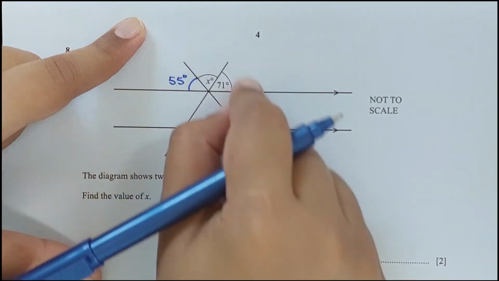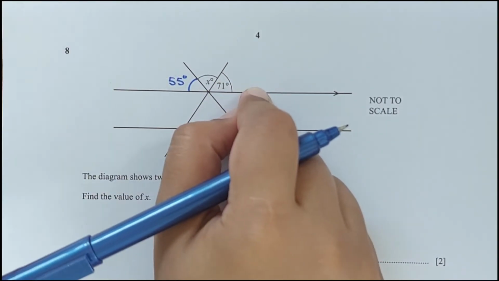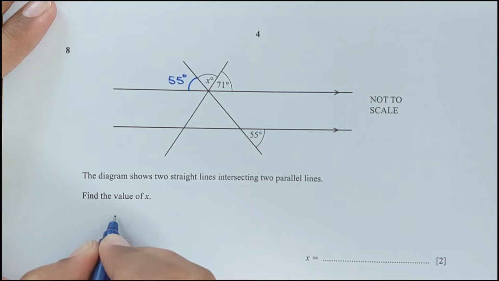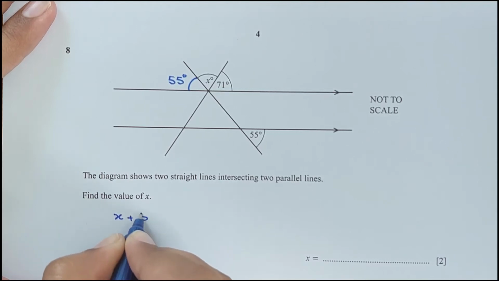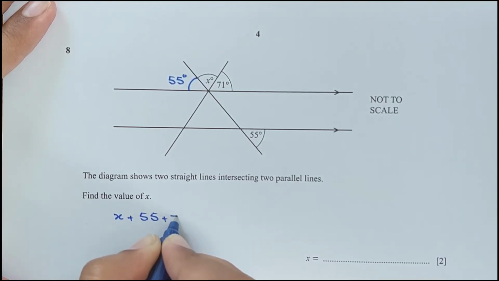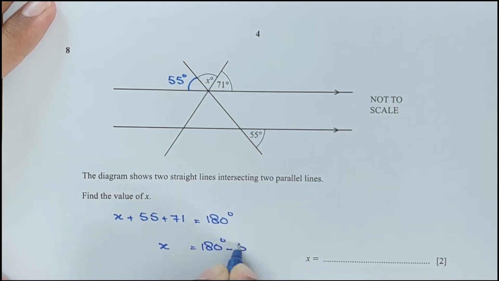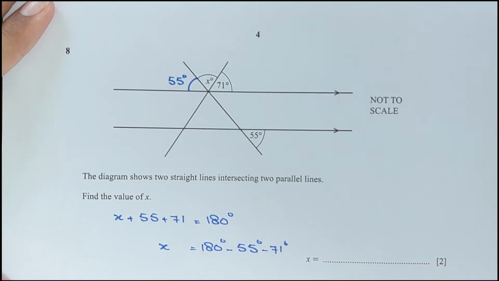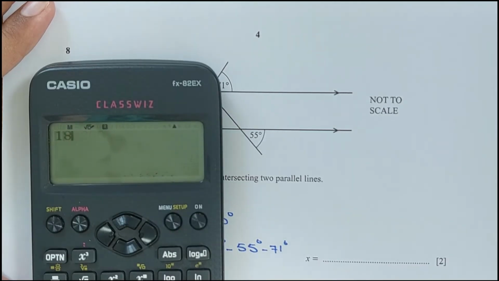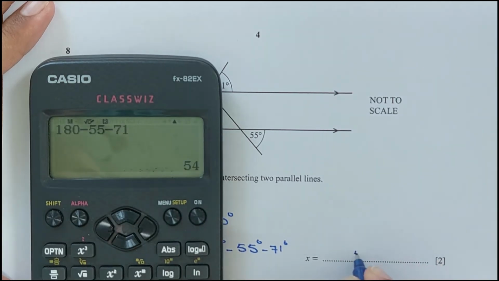And the angle on a straight line is 180 degrees. So we can say that x plus 55 plus 71, the sum of all three, is 180 degrees. So we can solve for x, which is 180 minus 55 minus 71. Okay, let me calculate this. 180 minus 55 minus 71 is 54 degrees, which is x.